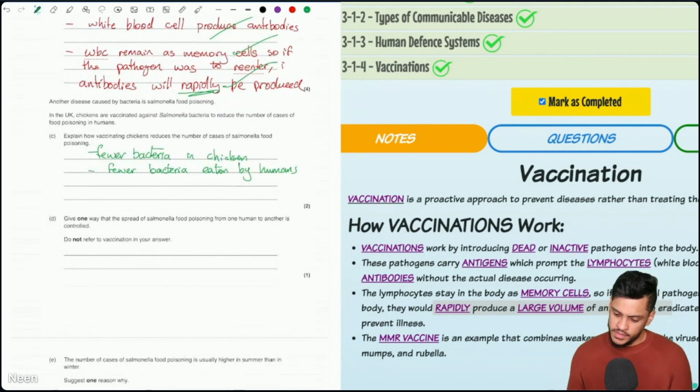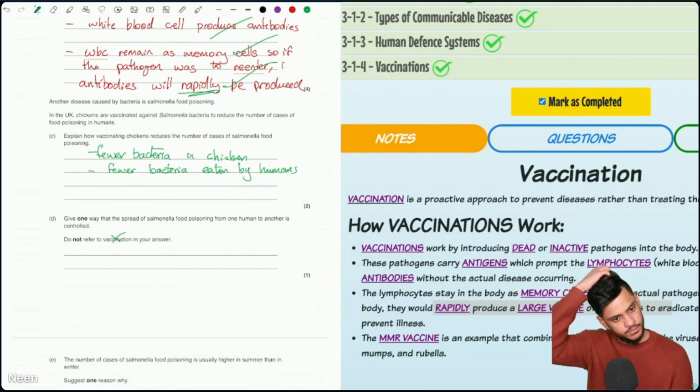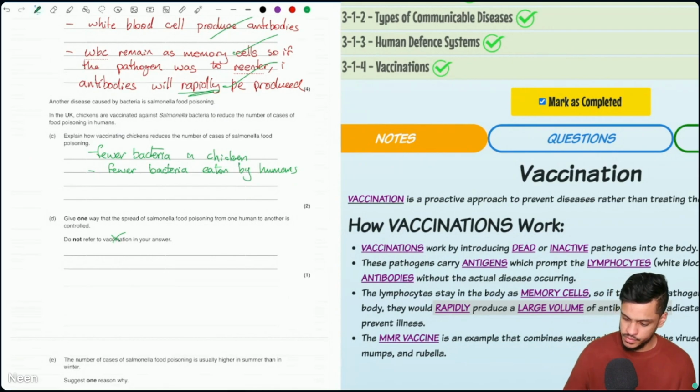Give one way that the spread of salmonella food poisoning from one human to another is controlled. Do not refer to vaccination. What can you do with salmonella? It's basically the one that spreads when you're cooking, isn't it? It's very simple. You can just say wash your hands before you prepare food.